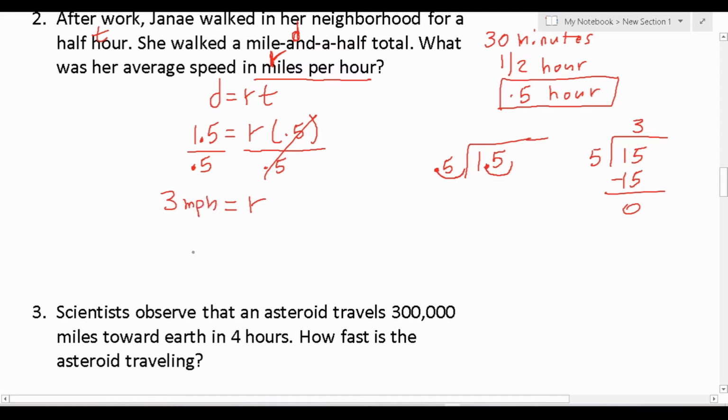Again, in math, it's customary to write the variable for which you solved on the left. So this is r equals 3 miles per hour. Okay?